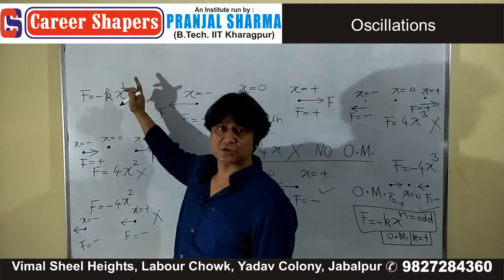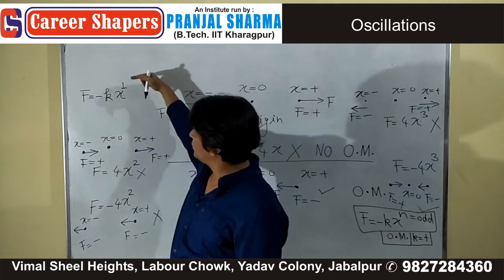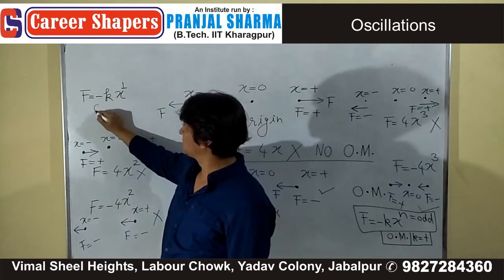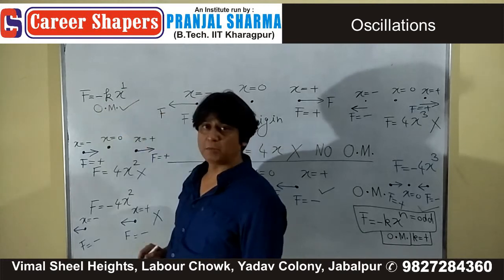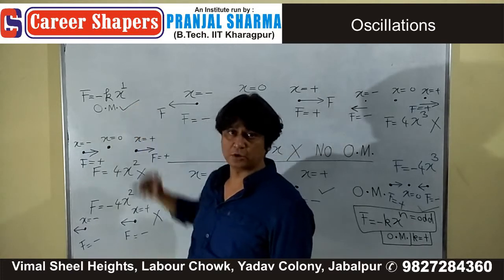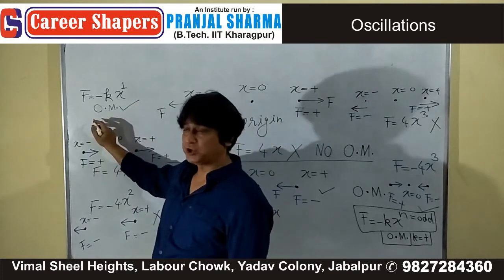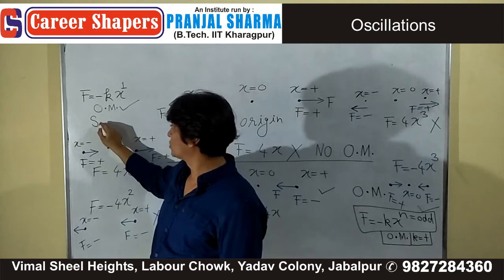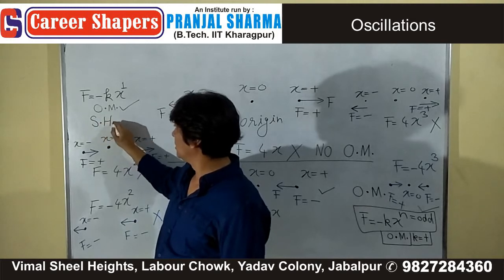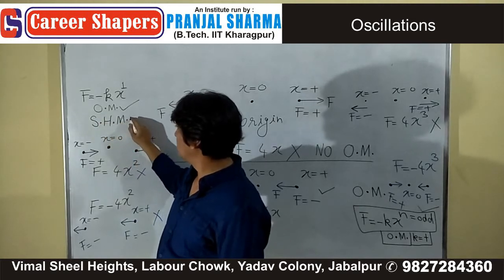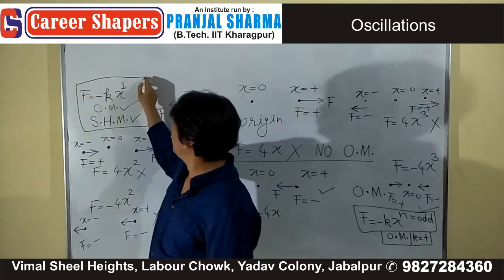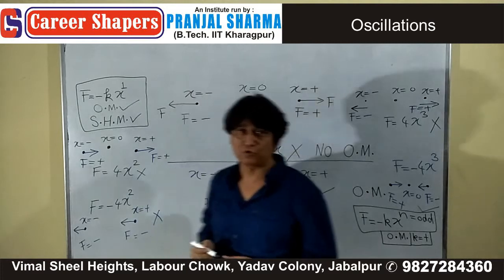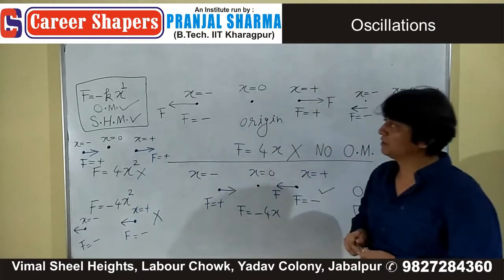This is the simplest odd number. This is an example of oscillatory motion, but this oscillatory motion has a special name, which is called simple harmonic motion. This is the thing which we are basically interested in this chapter.